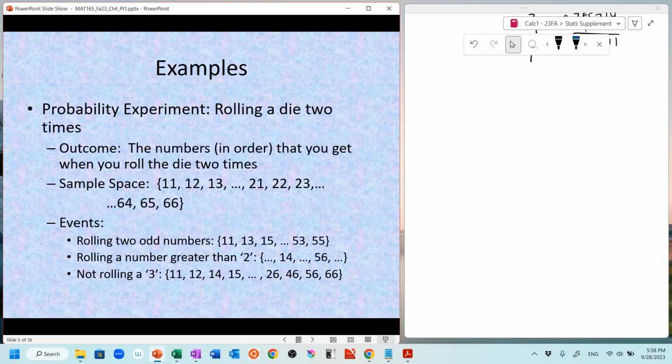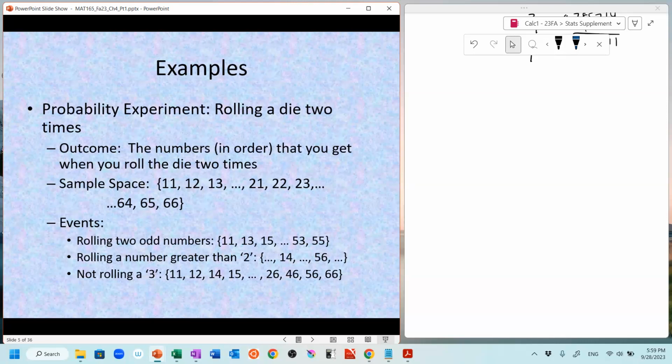Another example of a probability experiment, rolling a die 2 times. And the outcome being the numbers in order that we get when we roll the die 2 times. So our sample space looks something like 1, 1. This isn't an 11. It's 1, 1 signifying 1 on the first roll, 1 on the second roll. 1, 2, 1, 3, 2, 1, 2, 2, etc. And some possible events could be something like rolling 2 odd numbers. This would include outcomes like 1, 1, 1, 3, 1, 5, would not include outcomes like 1, 2, or 2, 4.